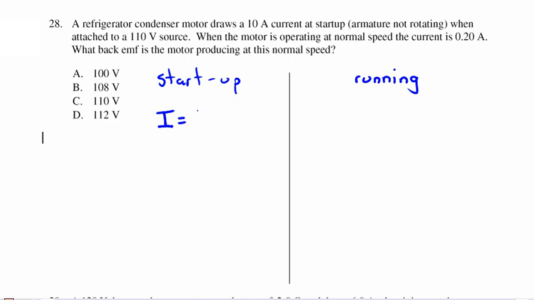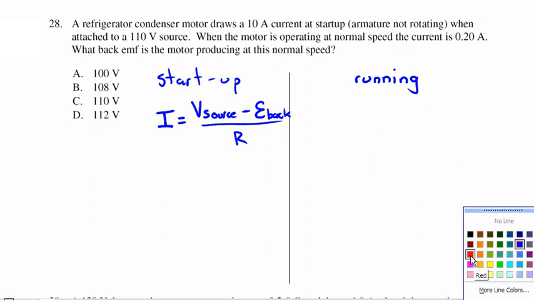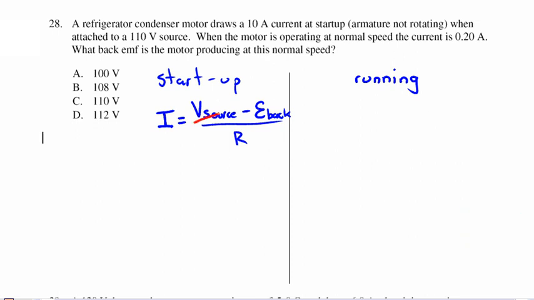The I is going to be the effective voltage, so you've got your source voltage minus your back EMF, all divided by the resistance of the motor. But at startup, the back EMF voltage is 0. So that simplifies things a little bit.